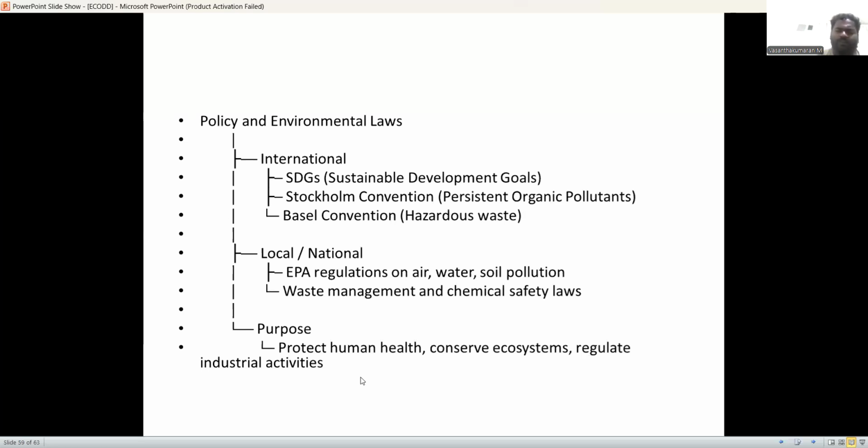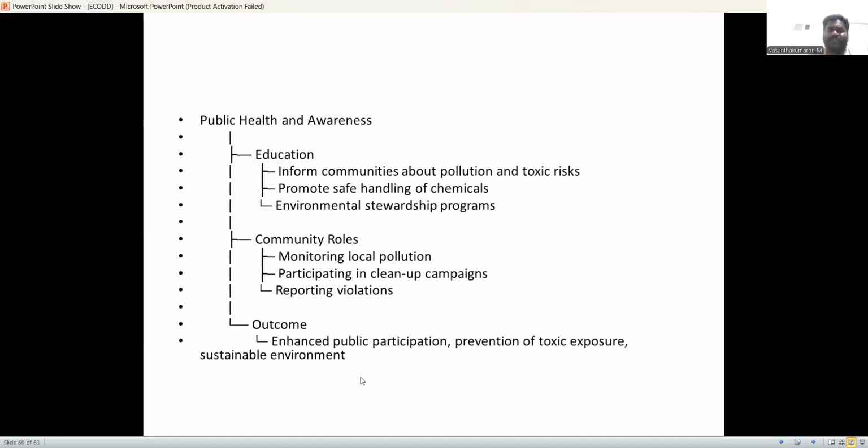You can work with them; you can collect plastics. You can clean the beaches, you can clean the parks, the parks where children play. You can clean a particular area which is heavily polluted with plastic. You can do all the NGO work with that. So you have many things to do in your career. As I said, you should inform the communities about pollution and toxic risks.